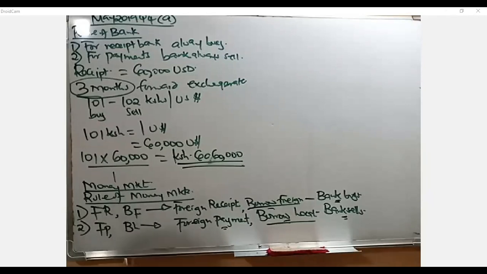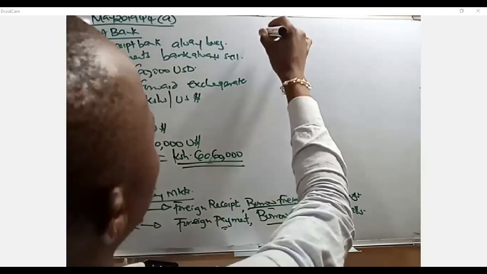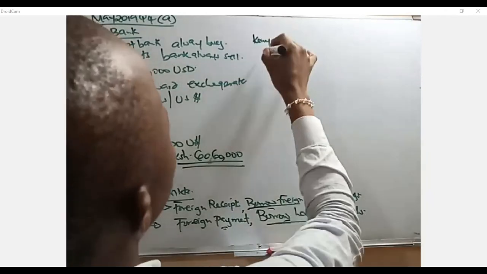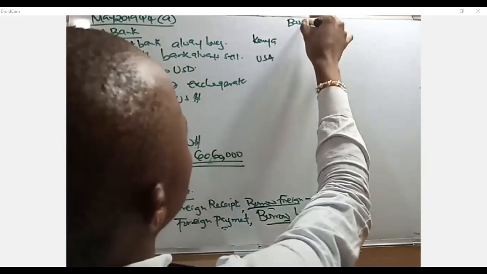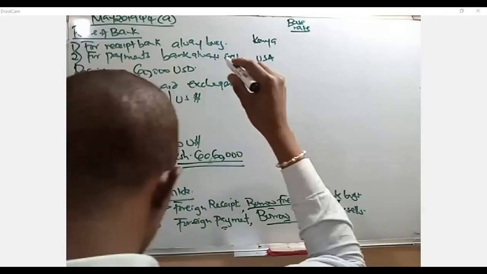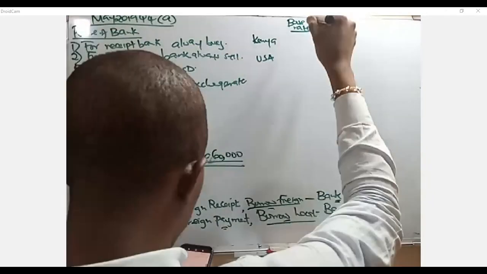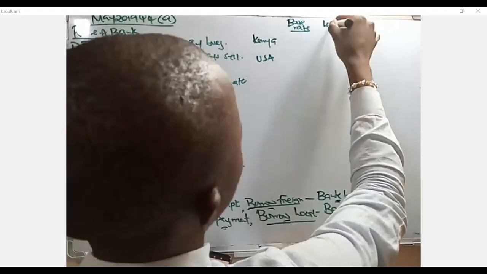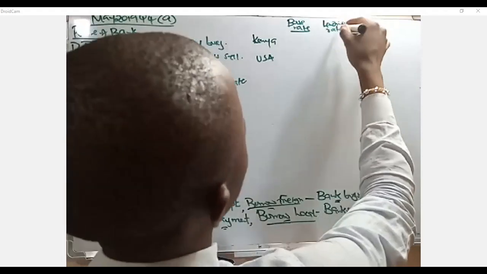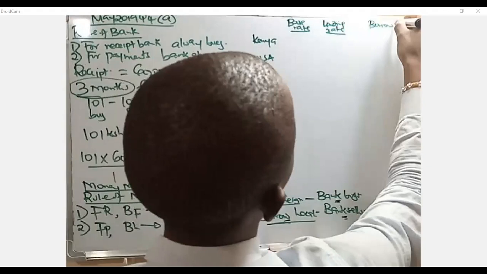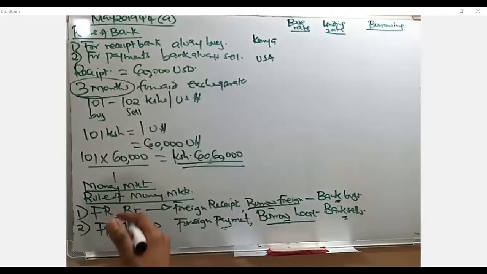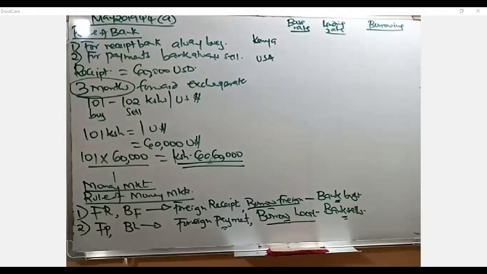This is what you do. Let us come up with the countries. We have Kenya, and then there is the USA. Here we have the base rate. Then you will have lending rates. And here we are discussing borrowing. So the examiner has told us very well that the borrowing rate is 3% above the bank base rates. So what is the bank base rate?